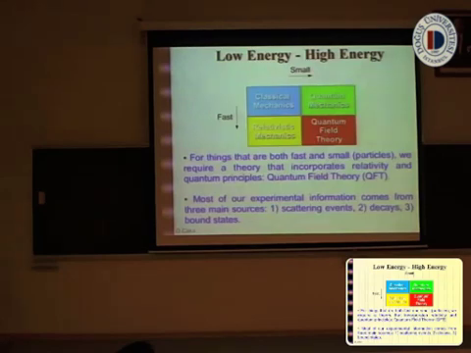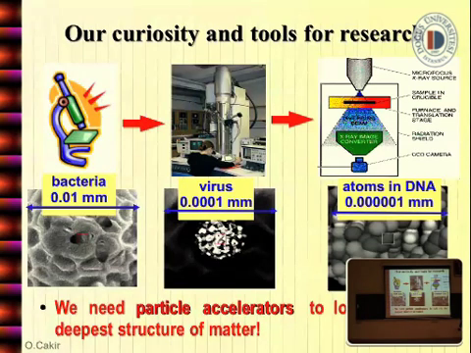On the other side, there is also experimental information that comes from three main sources. For example, from scattering events, scattering of the particles, collision events, and decay events, and also the bound states of them. In particle physics, we're curious about the structure of matter, and we also use tools for the research. What do we use?